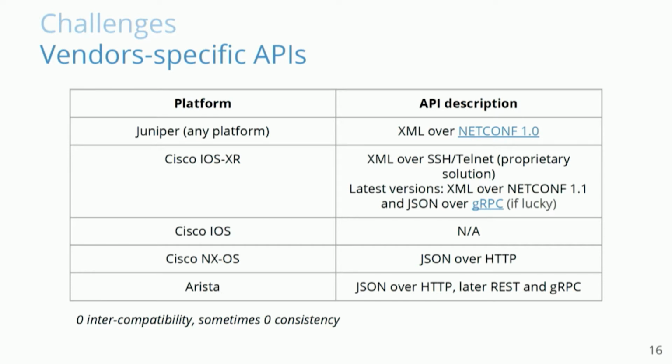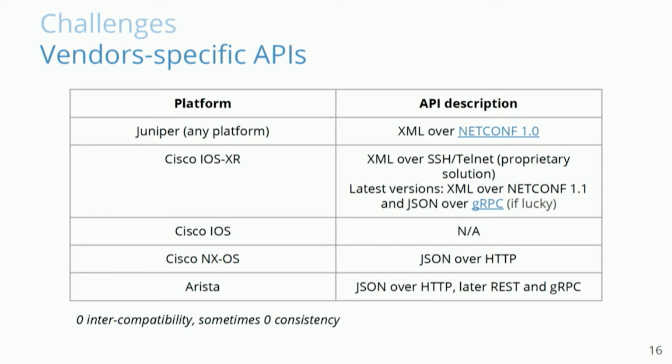How can you retrieve this data? Fortunately, there are some vendors that provide you an API to interact with the device. Like Juniper has an API that is XML-based over NetConf, NetConf being a protocol standardized now in an RFC. Cisco IOS XR has different flavors, XML over SSH or Telnet, which is completely unstable, and also in the last versions, XML over NetConf 1.1. After so many years, but they lack many details.